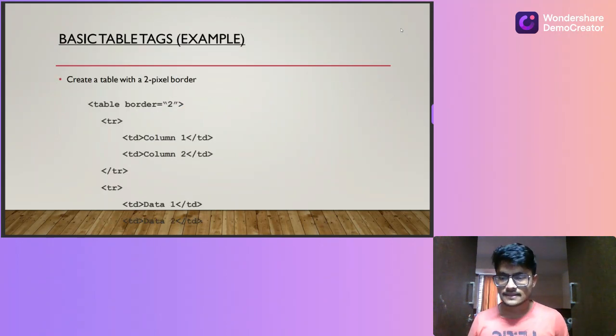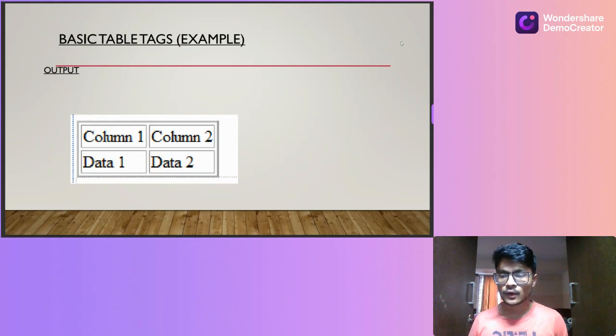Basic table tags example. So here is a simple example: create a table with 2 pixel borders. We can assign the table border its value. In this example we have given 2, and in the table rows we can insert cells, that is, column data. These are column 1 and column 2. These are also data. So this is how the output comes, with a border of 2 pixels.